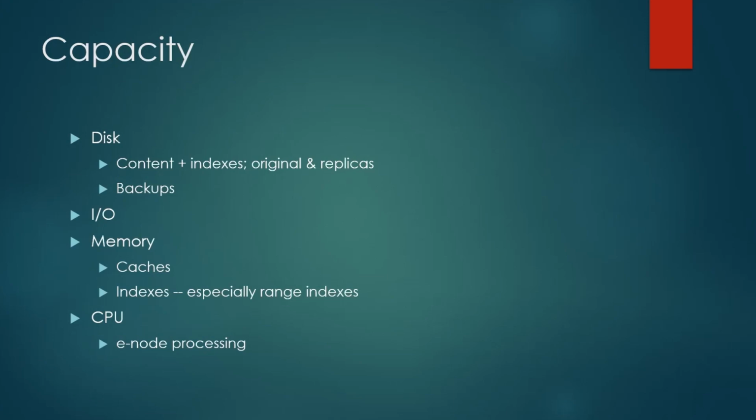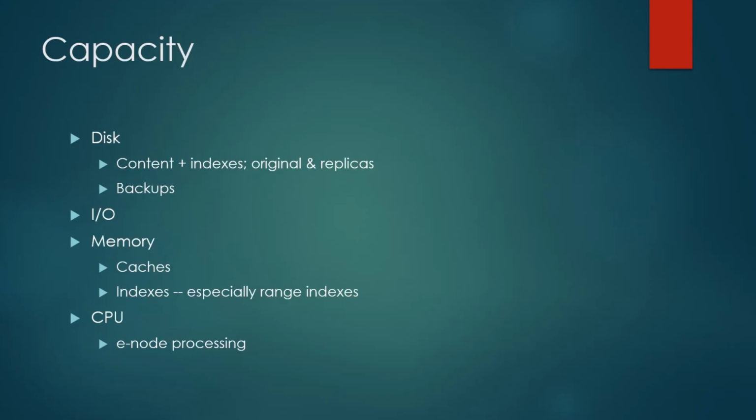Naturally, CPU comes into play. With MarkLogic, we talk about E nodes and D nodes. E nodes are evaluator nodes. This is where the churning through the data happens. The D nodes maintain the data and do the initial step of many searches. But we need to make sure that we have enough of that CPU capacity.